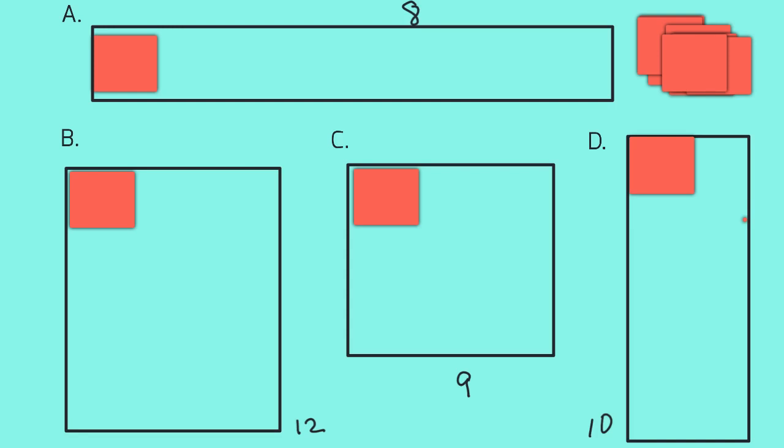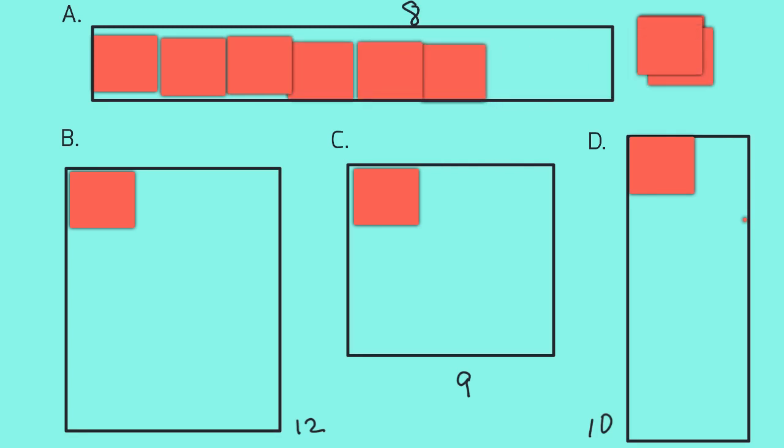So let's go ahead and try and fill these rectangles to see if our estimates were close. 1, 2, 3, 4, 5, 6, 7, 8. That looks pretty close to me. We're going to give that one a little check mark.